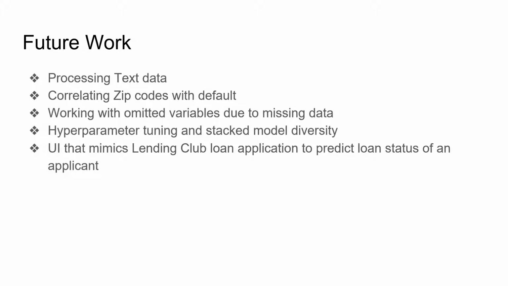In the future, we could process the text data as well, correlate zip codes with the default, work with omitted features and other features that we deem as important, and of course, hyperparameter tuning and model diversity. Additionally, a user interface can be created that mimics LendingClub's loan application, but with our selected features to predict the future loan status of an applicant. This would enable an applicant to understand the likelihood of being up to date with their loan based off their history.